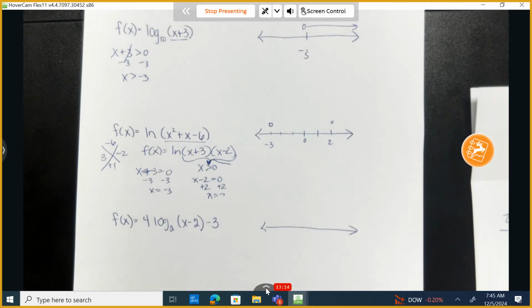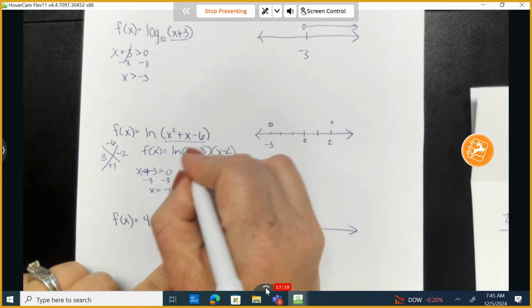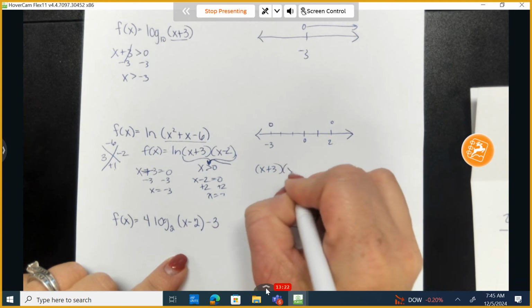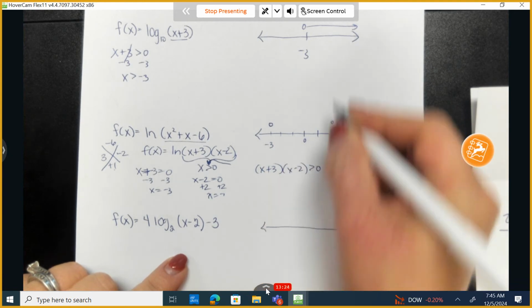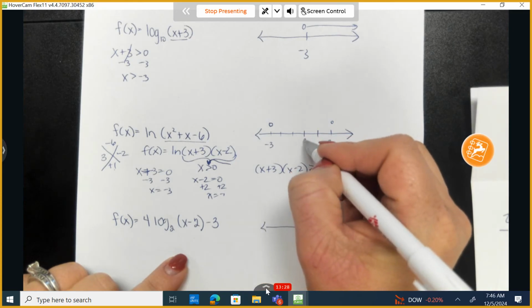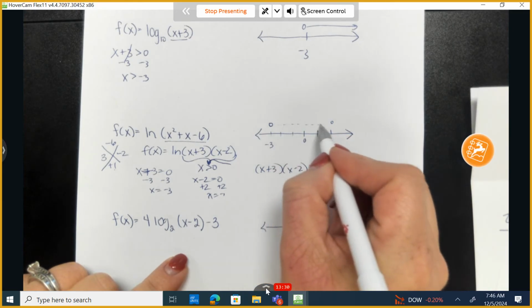So I'm just going to choose one point. We want to see if one of those points is true. I know this quantity has to be greater than 0. So x plus 3 and x minus 2, that has to be greater than 0. So I'm going to choose 0. 0 to me is the easiest point to plug in. So I'm testing this area right here.